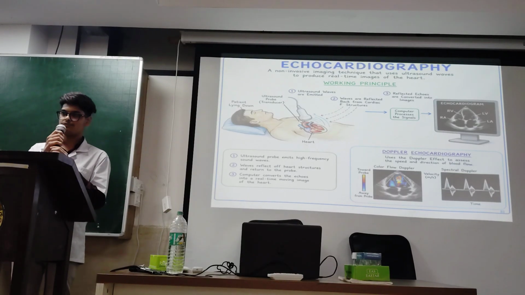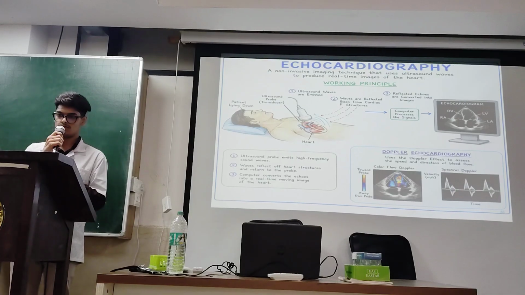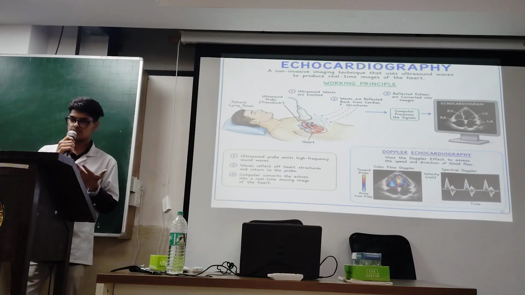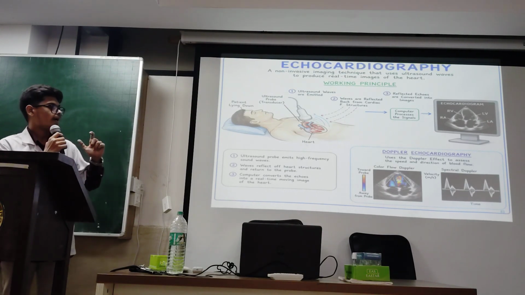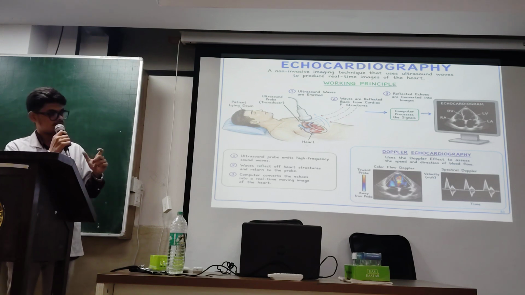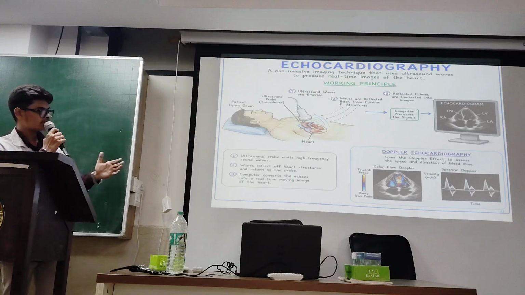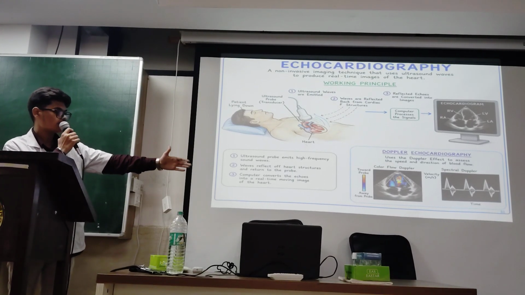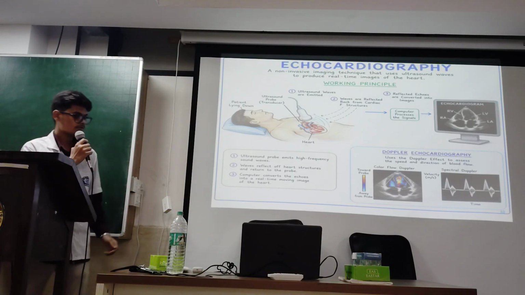Now there are three types of echocardiography: transthoracic, transesophageal and Doppler echocardiography. In transthoracic echocardiography, the probe is placed on the chest wall, and in transesophageal echocardiography, the probe is inserted into the esophagus. And Doppler echocardiography is basically used to assess the speed and direction of the blood flow. As we can see in the diagram, the waves which are towards the probe are indicated by yellowish orange, and the waves which are away from the probe are by the bluish color.